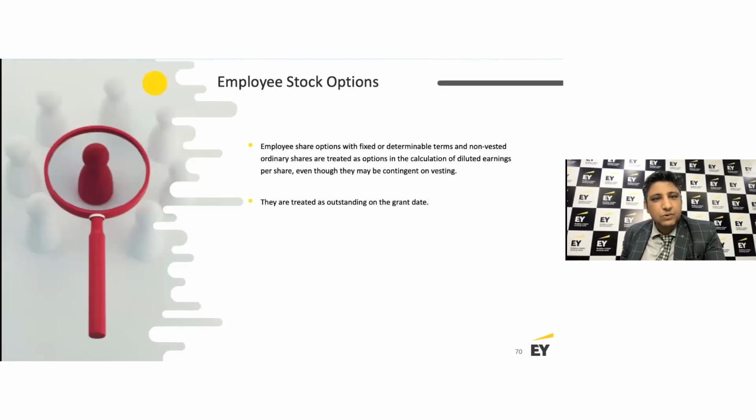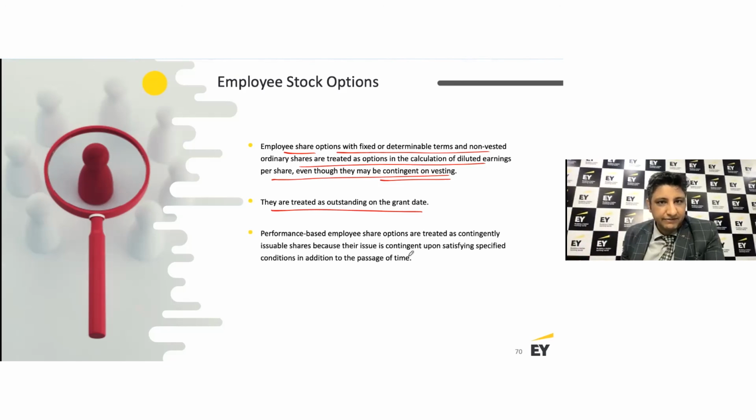Employee stock options, we have discussed that as a context already. It's pretty much the similar calculation. We are considering them as a part of options for the purposes of calculating the diluted EPS. It is irrespective of whether these are vesting or contingent, depending on market conditions, service conditions, etc. That's where you start looking at the relevance of those, and they are treated as outstanding from the date of grant itself.